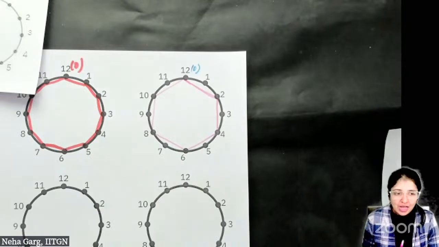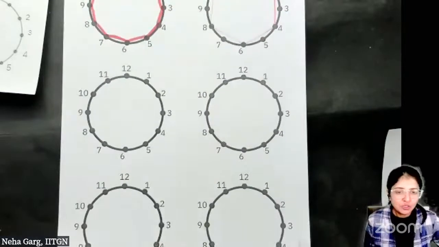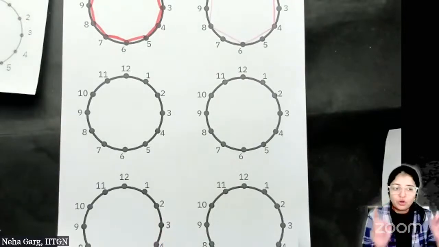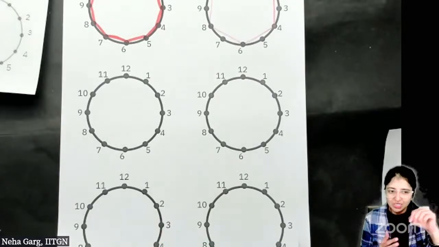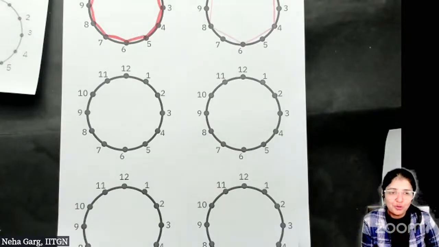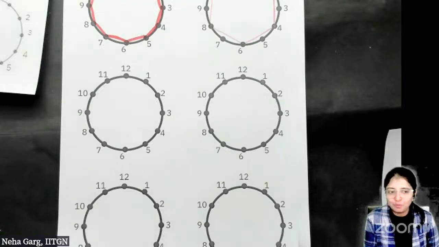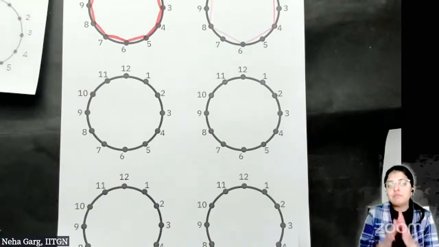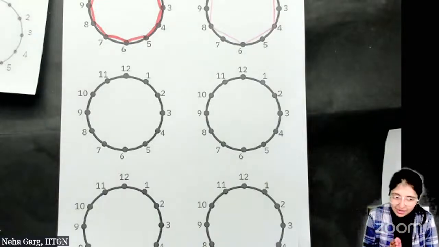Okay. Now, if you have these printouts, and if you don't have the printouts, you can draw on your notebook also. Just try to put the points at equal distance. We know how to draw a clock, so we can do this in our notebook also. And just do this for all the numbers starting from 1 to 11.